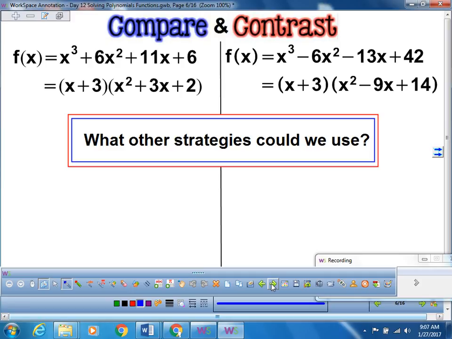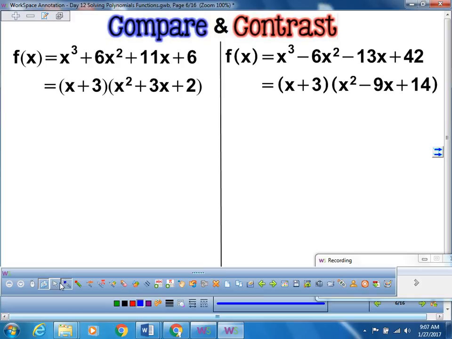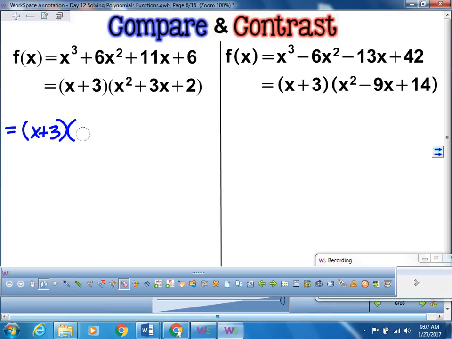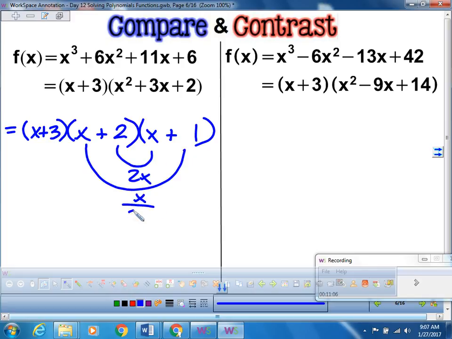I could factor this trinomial, right? So I have x plus 3. X turns into x times x, and the factors of 2 are 2 and 1. Let's do rainbows and checks, so 2x and 1x makes 3x, which is our middle term there, right? So I just factored that all the way down.